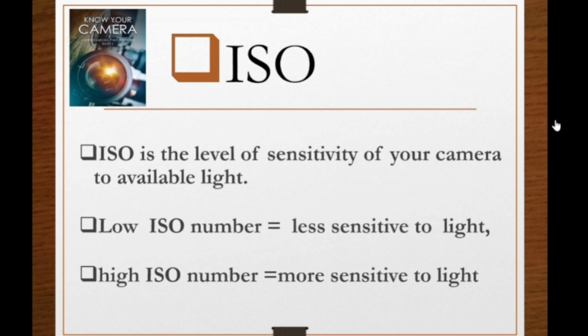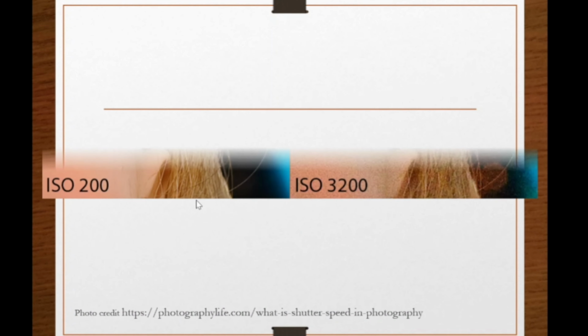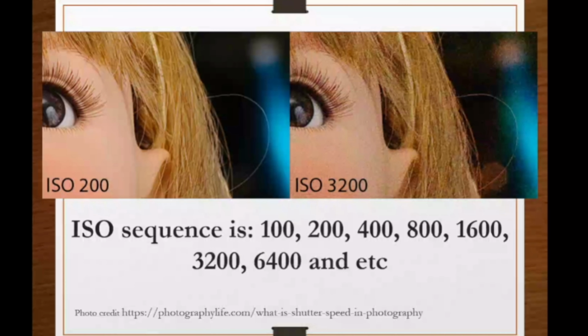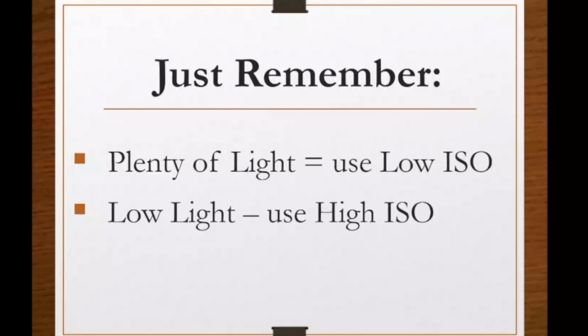Let's look at the two pictures. One is using ISO 200, and the other is using ISO 3200. Okay, so try to look at the difference. So a low ISO number is less sensitive to light, and a high ISO number is more sensitive to light. Just remember, plenty of light, use low ISO, and in low light, use high ISO.